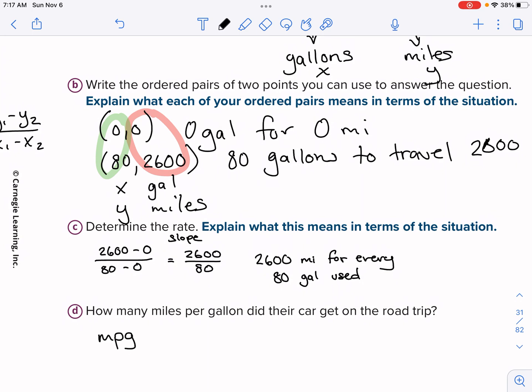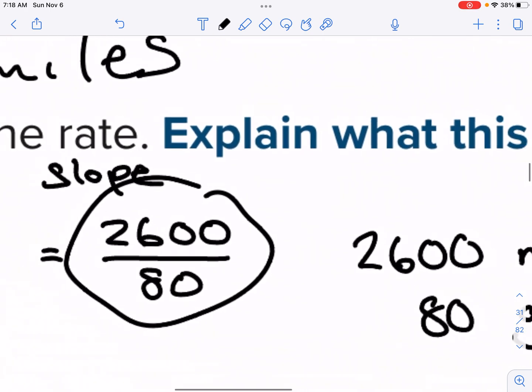So instead of miles per hour, that's looking at speed, we're looking at how much we're using per gallon. So that is a rate. So what we do here is simplify our rate. Now you can try to simplify this, or we have numbers that end in 0. So instead of doing 2600 divided by 80, you could do 260 divided by 8, right? And you can set up long division there.